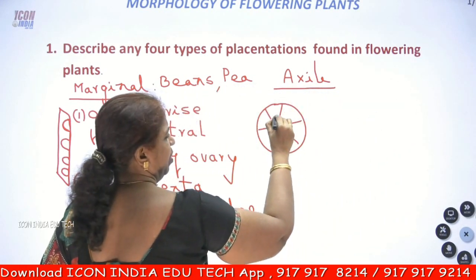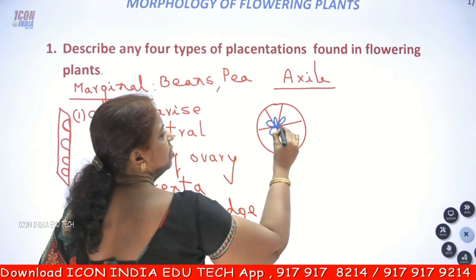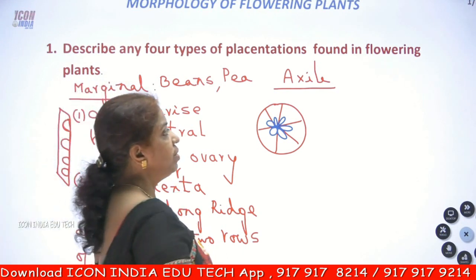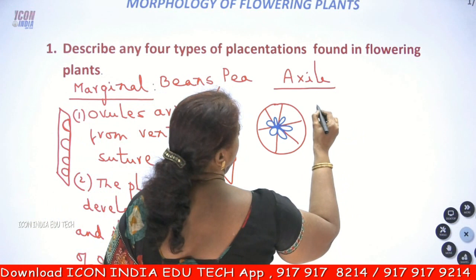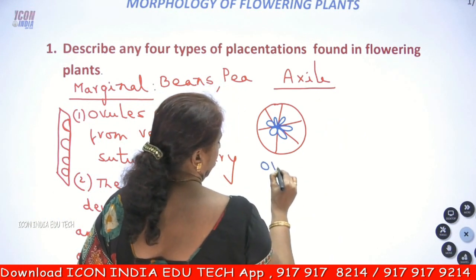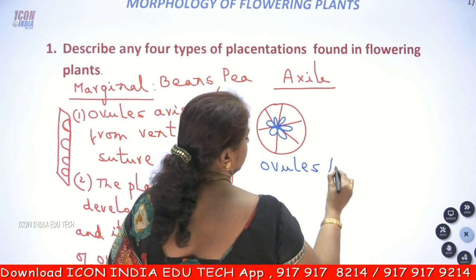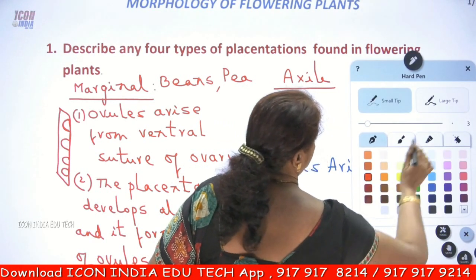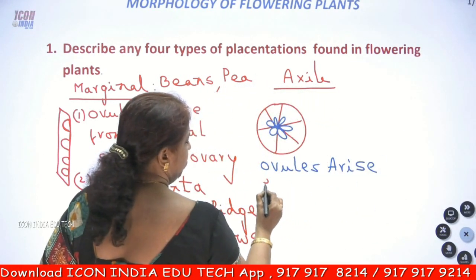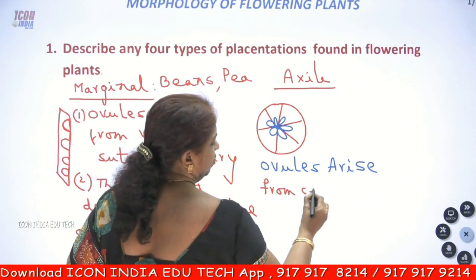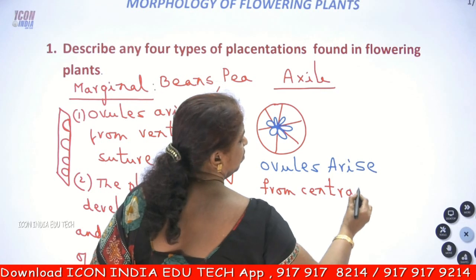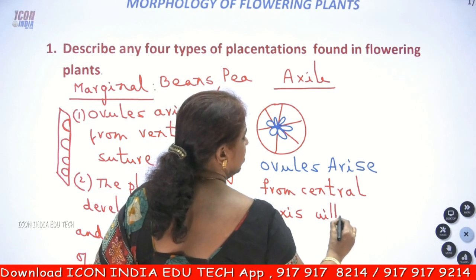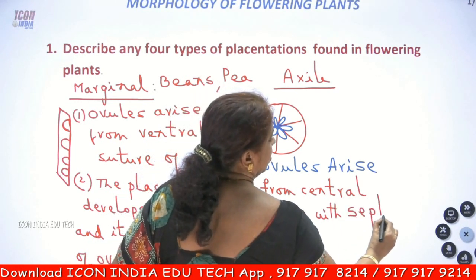If the ovules arise from the central axis, that is called axial placentation with septa. So you mention here that ovules arise from central axis with septa. That is enough for that.